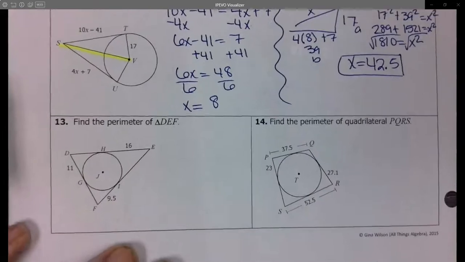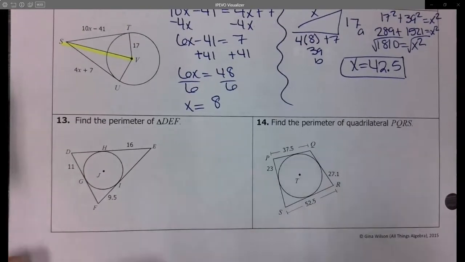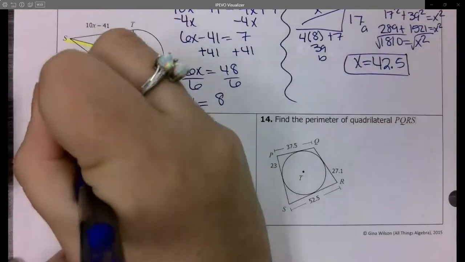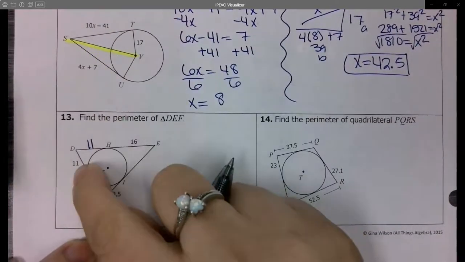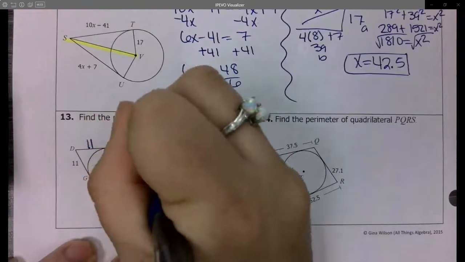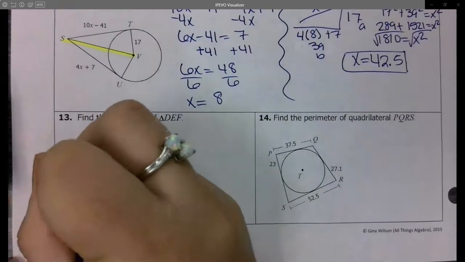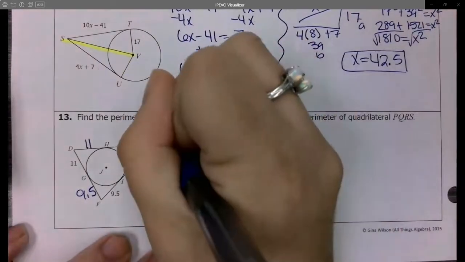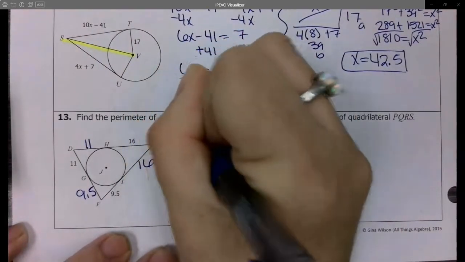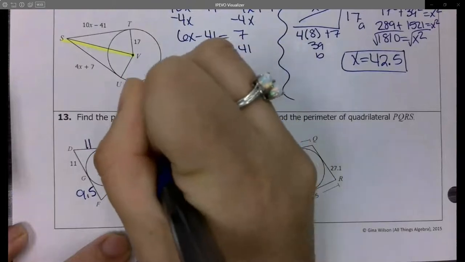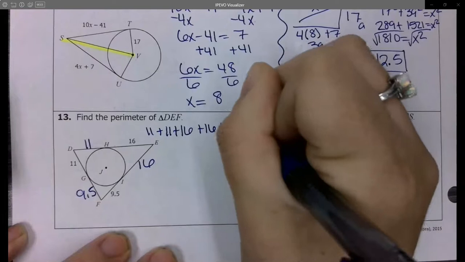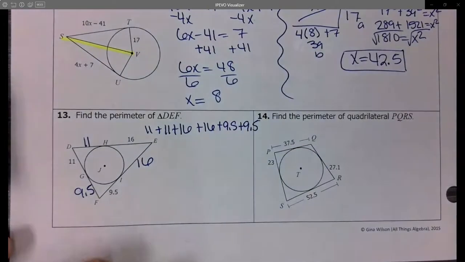Okay. Number 13 wants me to find the perimeter, and it gives me this triangle. So remember that the two sides that touch are always congruent. This is going to be 11 because this was 11. This one's going to be 16, and this one's going to be 9.5. So then I just want to add up all of my side lengths. So I'm going to have 11 plus 11 plus 16 plus 16 plus 9.5 plus 9.5.